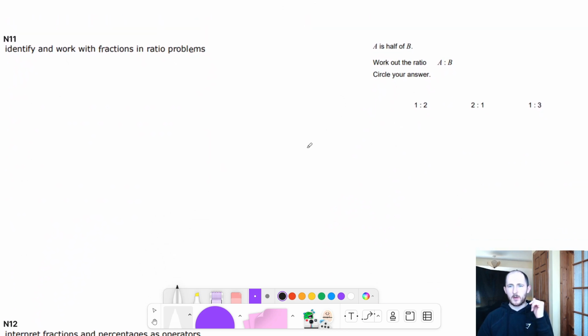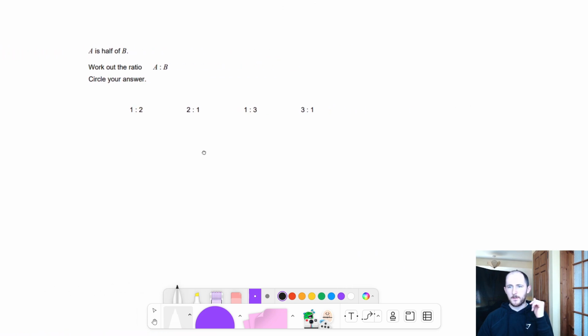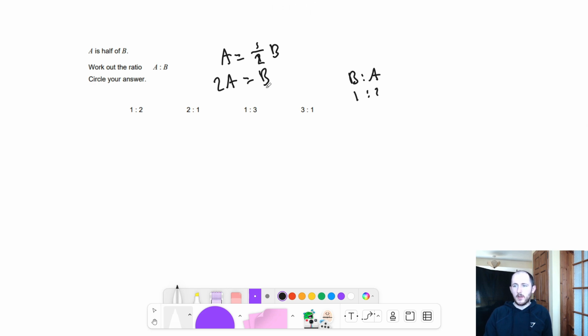You need to identify and work with fractions in ratio problems. So A is half of B. So that just means A is equal to half B. Like that. Or in other words, 2A is equal to B. So what we can say here is that, in this case, B to A would be 1 to 2. So since we're trying to do A to B, we're just going to do the exact opposite of that. It's going to be 2 to 1.